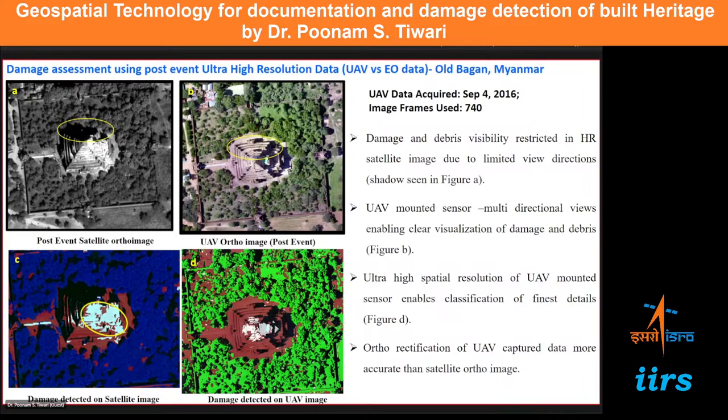Damage and debris visibility is restricted in high resolution satellite images due to limited view direction. You can see this shadow is there, whereas in UAV you can avoid the shadow also. With a UAV mounted sensor we can have a multi-directional view, which enables clear visualization of damaged and debris areas. The ultra high spatial resolution of UAV mounted sensors enables classification of the finest details. Orthorectification of UAV captured data is more accurate than satellite data.